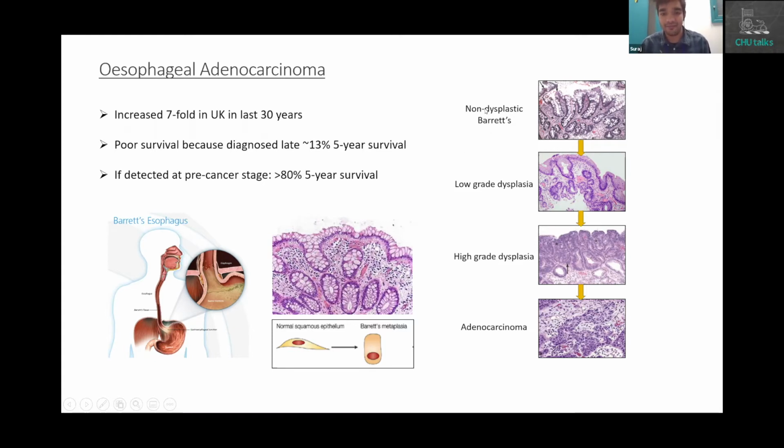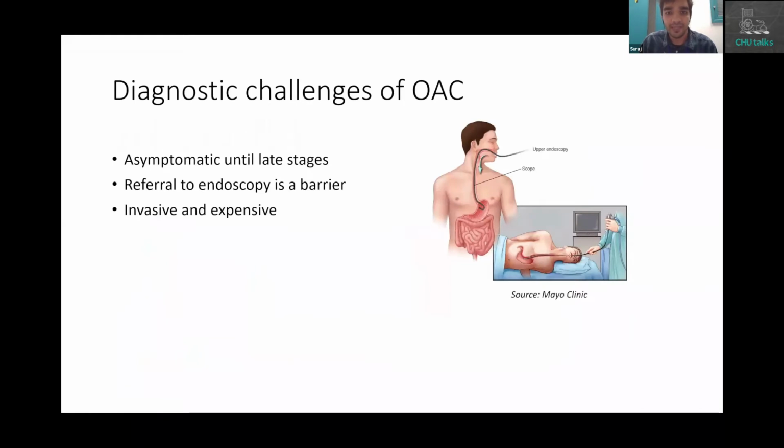And as our lab focuses on early detection, as I've said, we are focused on trying to detect Barrett's esophagus, which is the primary transition that eventually leads to cancer. But there are several diagnostic challenges of esophageal adenocarcinoma, which is why the survival rate is quite low at the moment. It is asymptomatic until late stages.